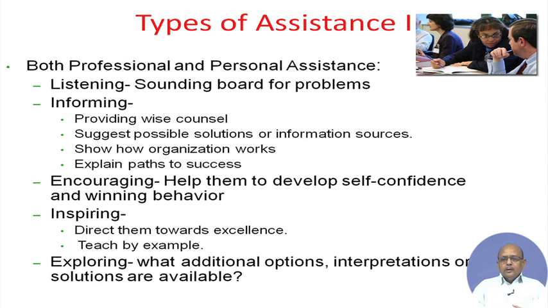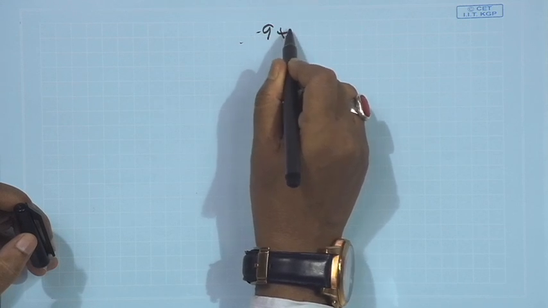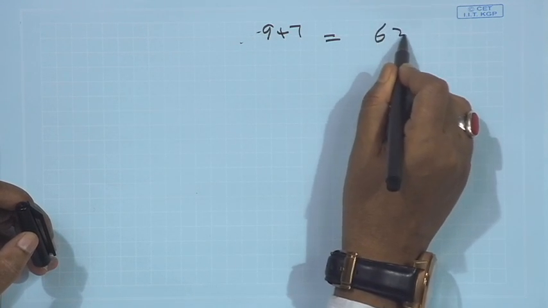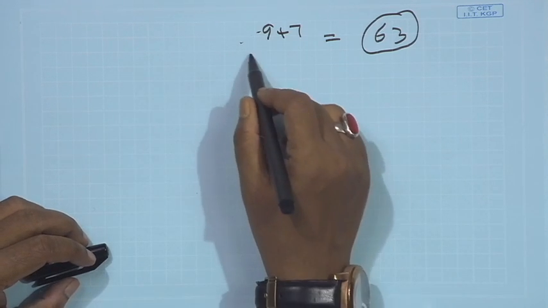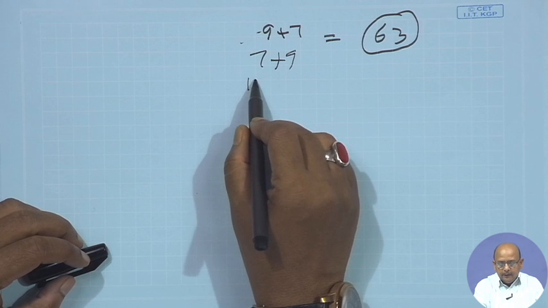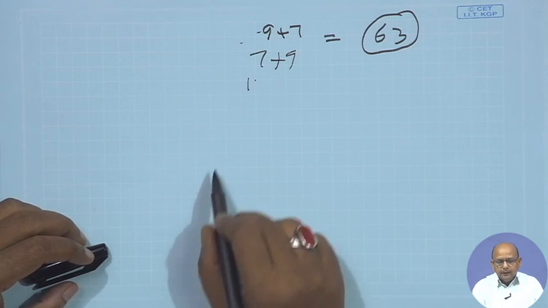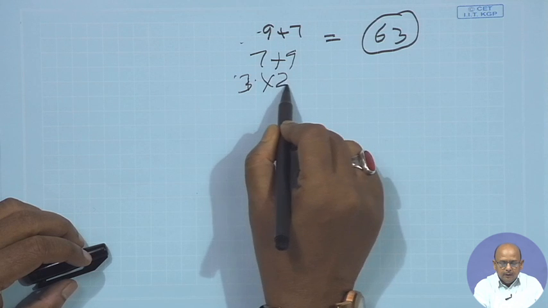That is more important, so that he can explore other options and go out of the box. Tell him what different options are available to him. I give a very small mathematical example to explain this. Suppose 9 into 7 becomes 63. It is not the only way to get 63; there could be other ways, like 7 into 9, or 3 into 21.